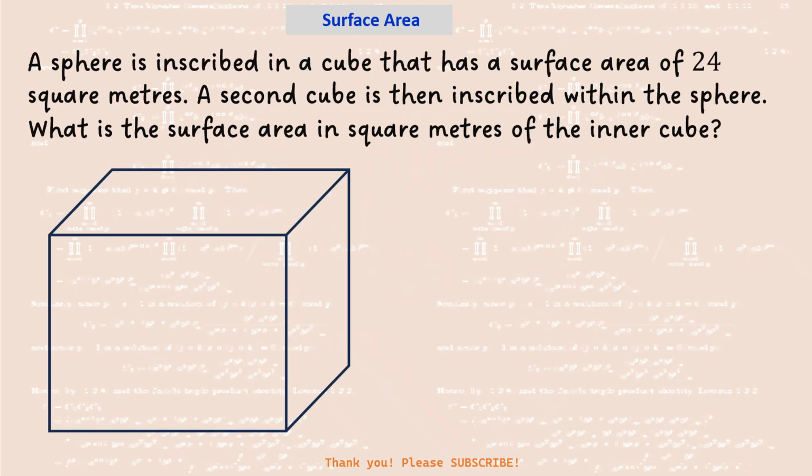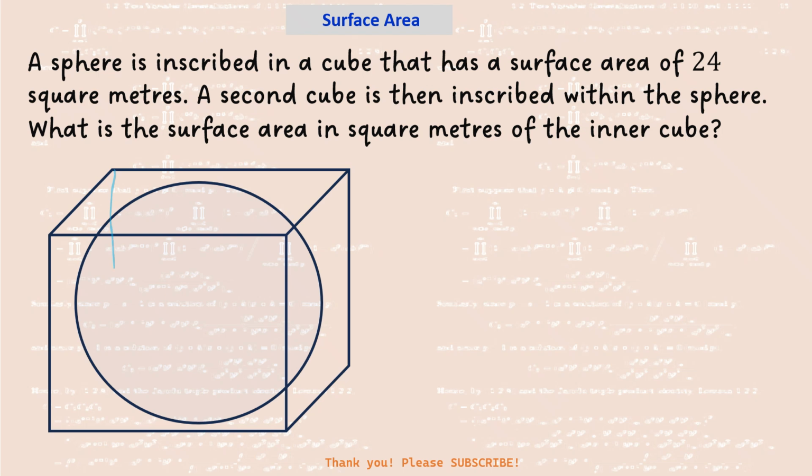So if I were to draw the diagram, this is the outer cube and then there is a sphere inside it. So this is not a very good diagram. It's a badly drawn diagram because it doesn't show all the edges. So if I were to draw the edges of the outer cube, you can probably realize how this sphere is sitting and where it is touching the walls of the cube.